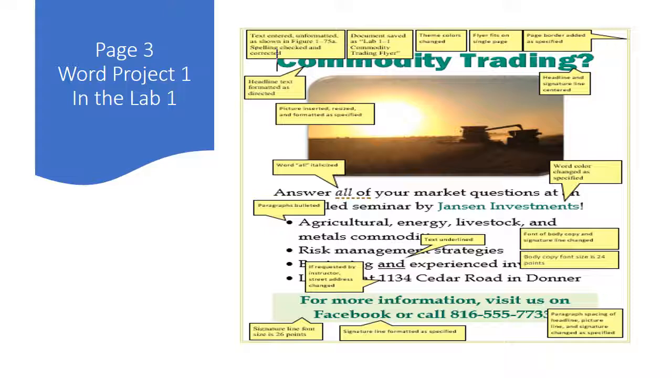Page 3 of your assignment should have a screenshot of the commodity trading flyer. This is Word Project 1 in the Lab 1 in your book. And this one we don't have a particular step-by-step guide for, so you're going to apply the concepts you learned on the Surf's Up flyer to this one and develop it. Some of the things that I'm looking for are all in here. I've put little call-out marks showing you some of the major things I'm looking for. So hopefully that will help you, giving you some of the things I'm looking for on this assignment.